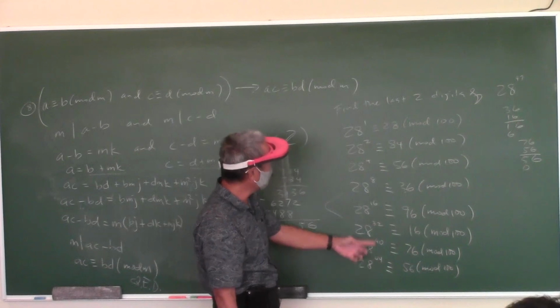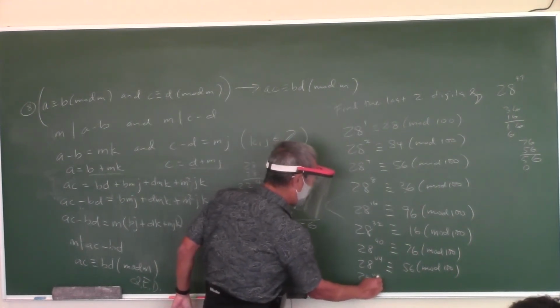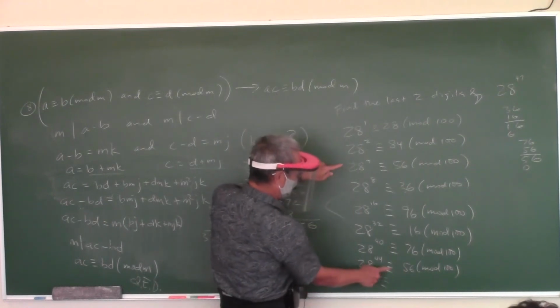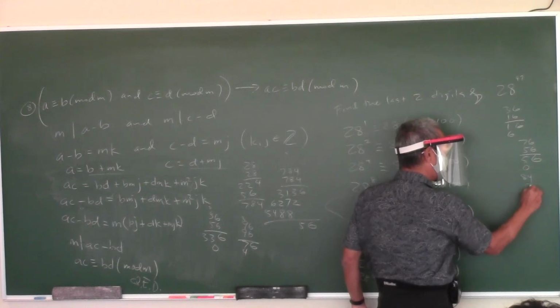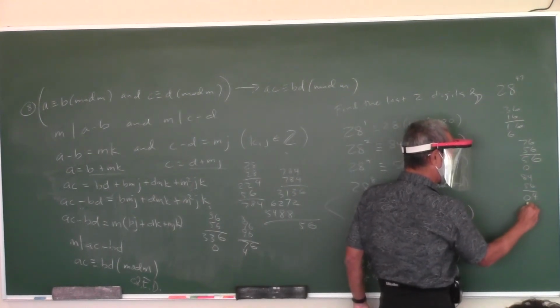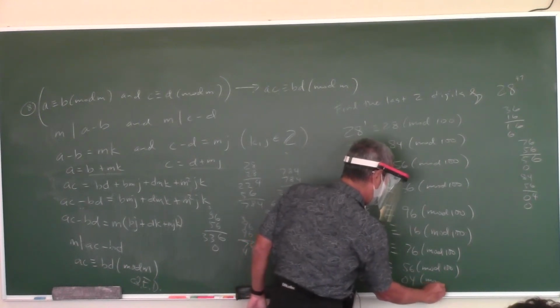Okay, then should I multiply this one times the 2 then? Yeah. So 28 to the 46 power is congruent to, have to multiply 56 times 84 then. 84 times 56 is 4 carry 2, 0, 0, 4 then? Yeah. 04 mod 100.